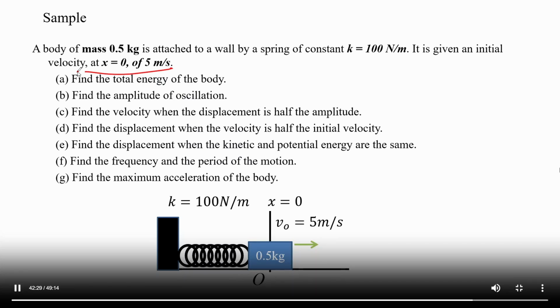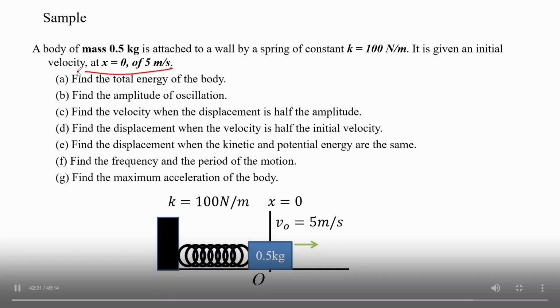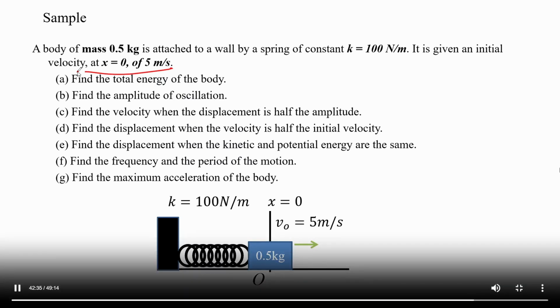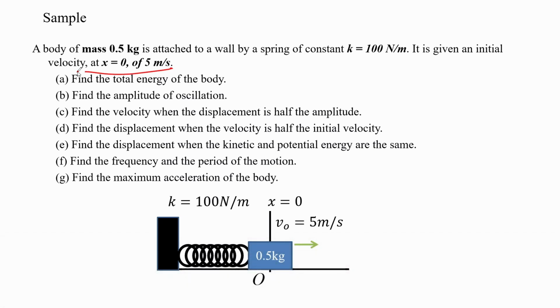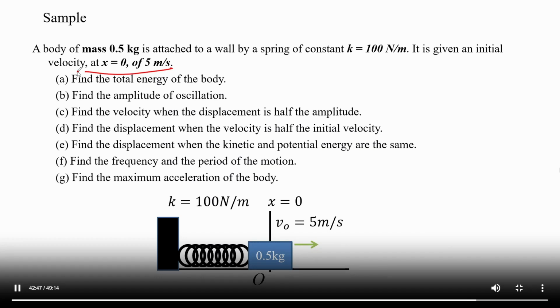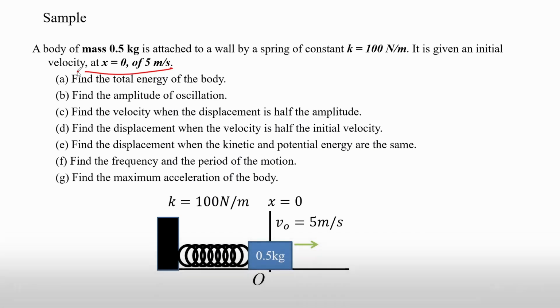Letter C, find the velocity when the displacement is half the amplitude. Letter D, find the displacement when the velocity is half the initial velocity. Letter E, find the displacement when the kinetic and potential energy are the same. Letter F, find the frequency and the period of the motion. And letter G, find the maximum acceleration of the body.